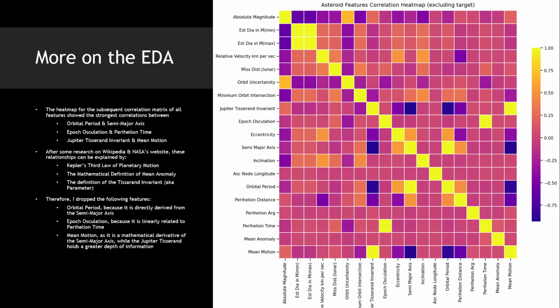So I dropped the orbital period because it's directly derived from the semi-major axis. I dropped epoch oscillation because it is linearly related to perihelion time. And I dropped mean motion because it's a mathematical derivative of the semi-major axis, again, while the Jupiter Tisserand also holds a greater depth of information. There's more you can glean by that factor.